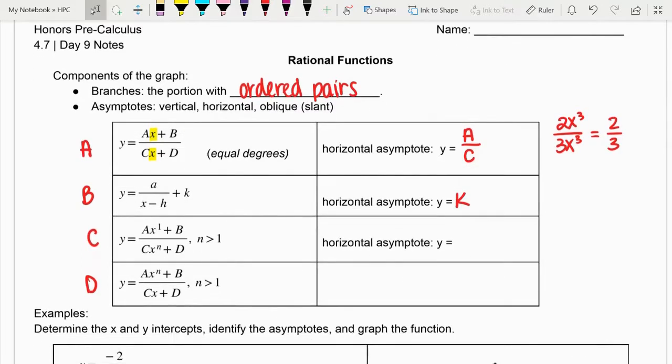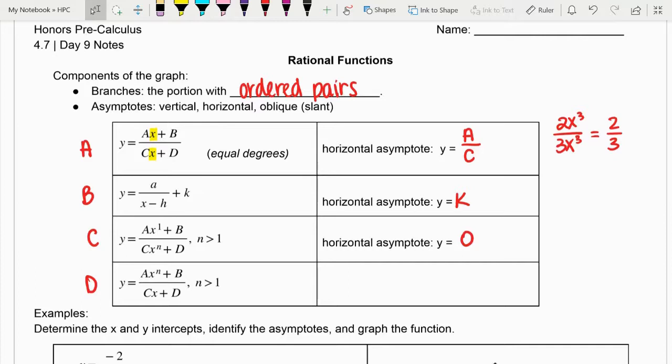All right, example C. We have y equals ax to the first plus b over cx to the nth power plus d. And that is where n is greater than 1. Because if it was 1, then we'd be back to example A. So we just have to specify that that needs to be greater than 1. So if we have the larger exponent on the bottom, then our horizontal asymptote is going to be y equals 0.